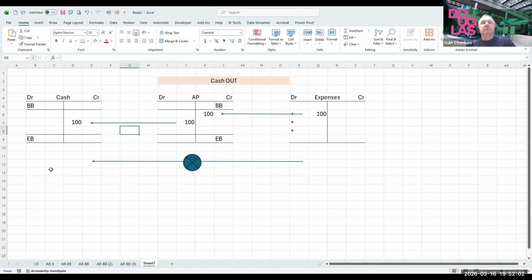Now, let's see on the cash side what we have. On the cash side, the equation is not going to change. It's going to be beginning balance plus debit equal to credit plus ending balance. On the accounts payable, now we're going to have something different. We're going to have beginning balance plus credit should be equal to debit plus ending balance.